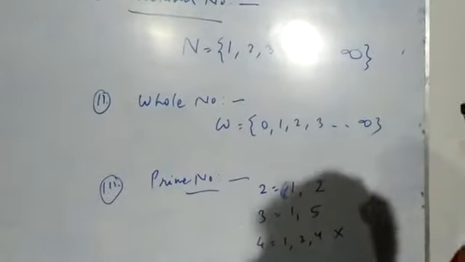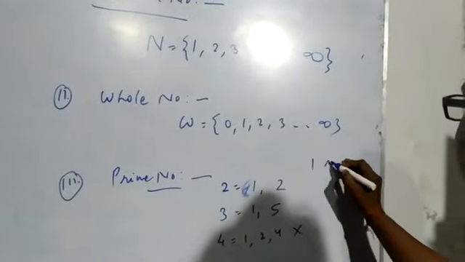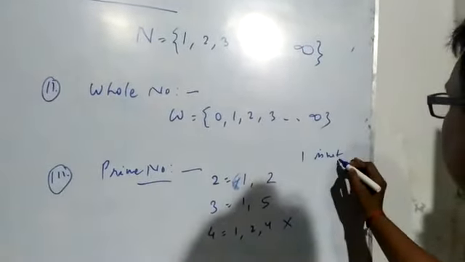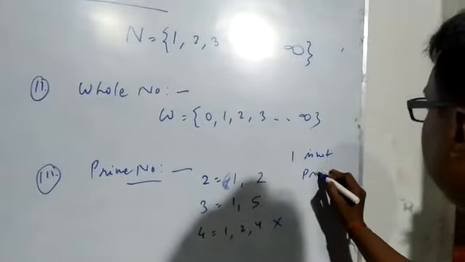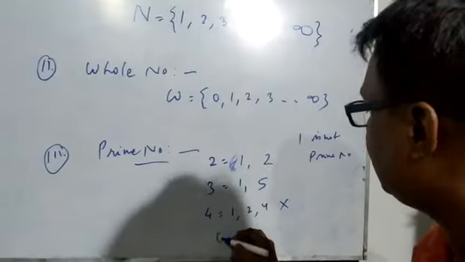Most students are confused about 1. 1 is not a prime number. And here 4 is a composite number.